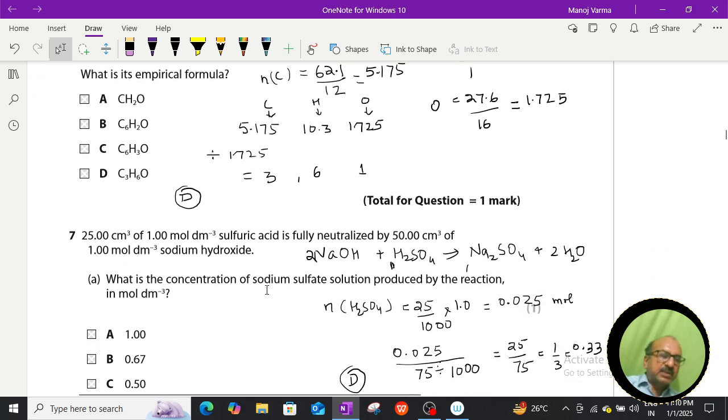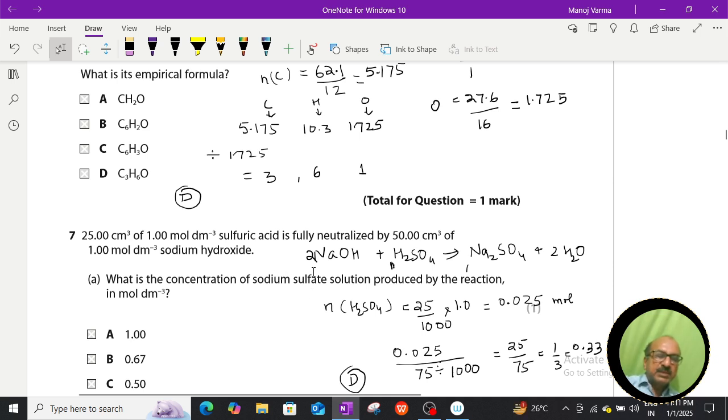Okay, now let's go to the next one. 25 centimeter cube of 1 mole per dm cube sulfuric acid is fully neutralized by 20 centimeter cube of 1 mole per dm cube sodium hydroxide. What is the concentration of sodium sulfate solution produced by the reaction?